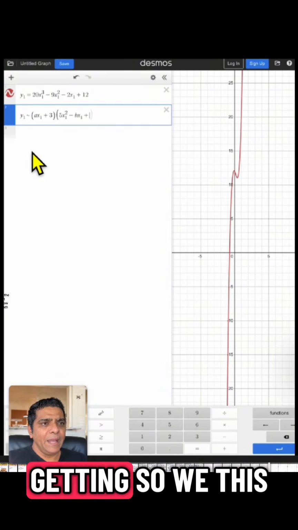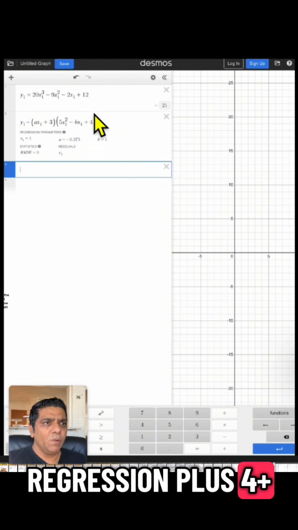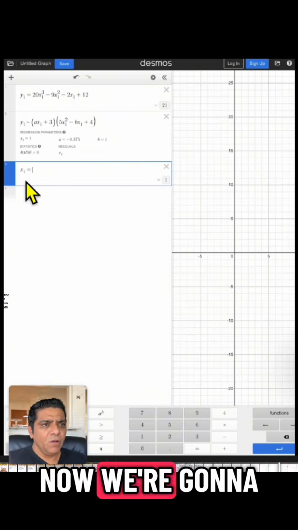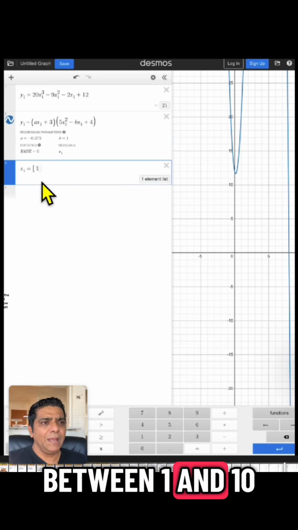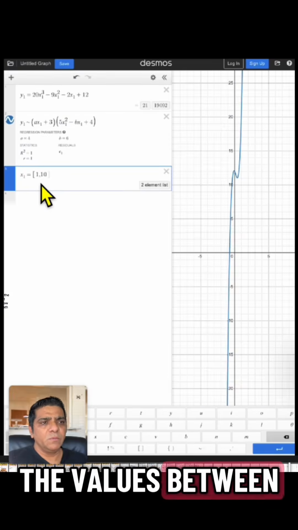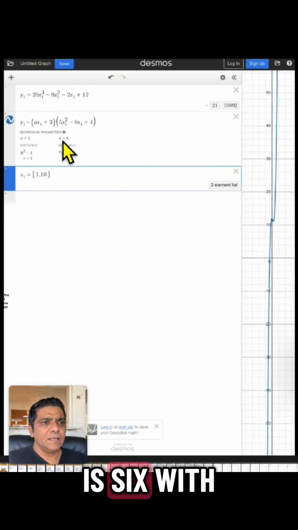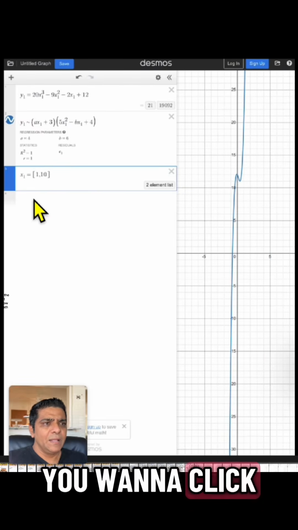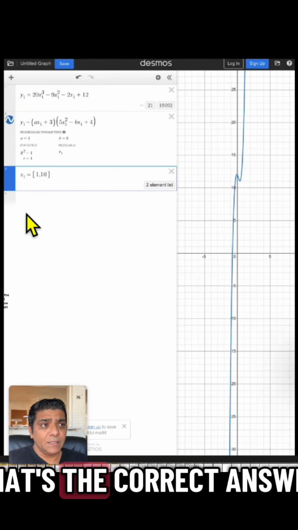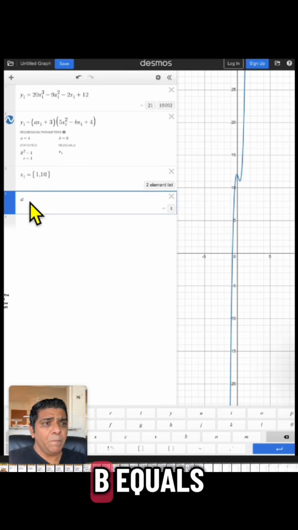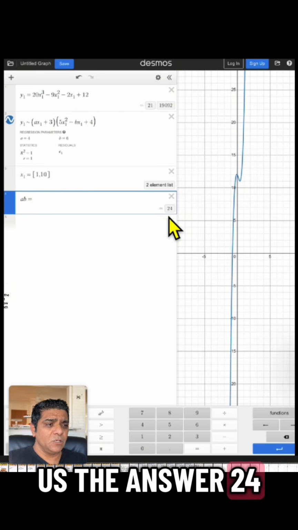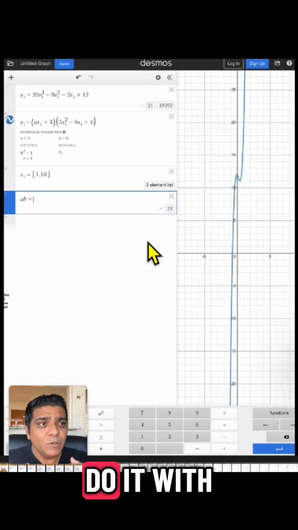So we're essentially doing a regression analysis. Now we're going to set our x1 between 1 and 10. So we're just going to search for the values between 1 and 10 for x1. And when we do that, you see a is 4 and b is 6 with the regression analysis. So 6 times 4 is 24. Same answer. So that's the correct answer. If you want to say ab equals, it's going to give us the answer 24. All right, so that's the way to do it with the Desmos graphing calculator.